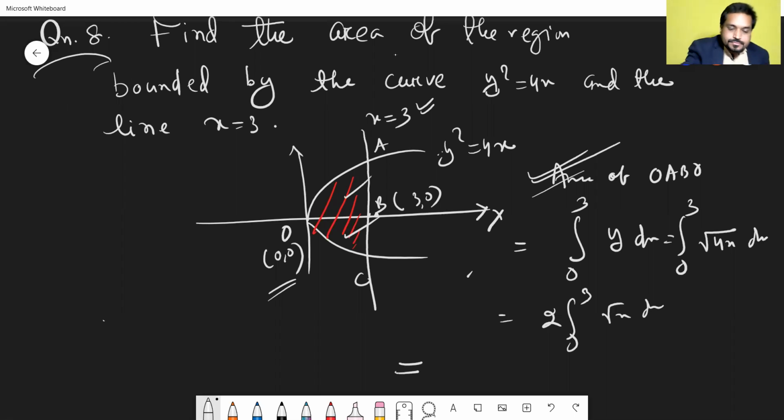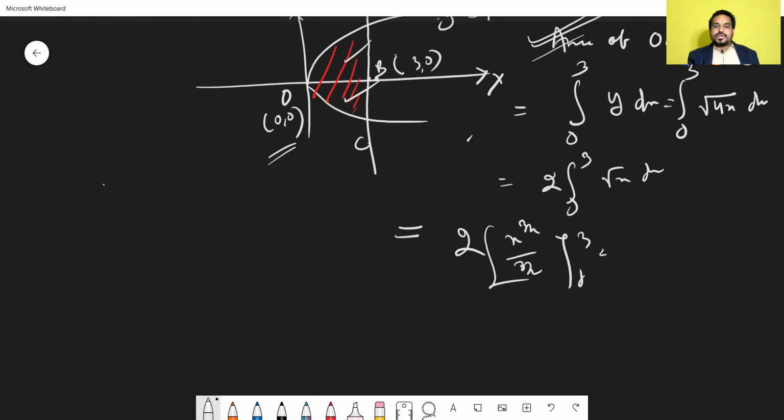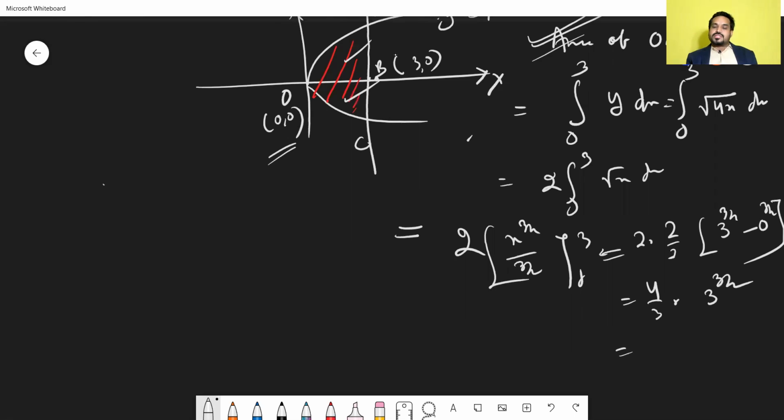So now next, the integration of 2 root x is x to the power 3 by 2 by 3 by 2, limit 0 to 3. So 2 into 2 by 3, and inside the integration just put 3. 3 to the power 3 by 2 minus 0 to the power 3 by 2. So 4 by 3 into 3 to the power 3 by 2. 3 to the 3 by 2 means 3 into root 3. So the answer is 4 root 3.